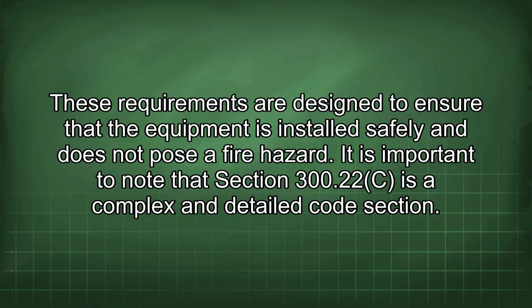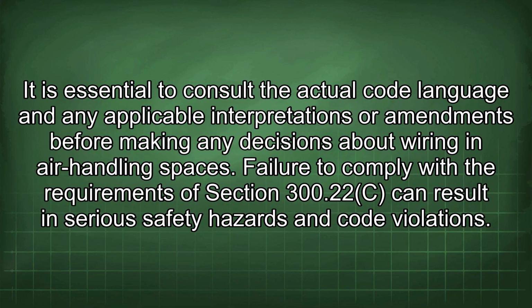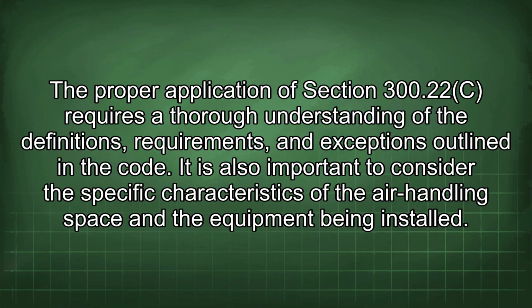It is important to note that Section 300.22c is a complex and detailed code section. It is essential to consult the actual code language and any applicable interpretations or amendments before making any decisions about wiring in air handling spaces. Failure to comply with the requirements of Section 300.22c can result in serious safety hazards and code violations. The proper application of Section 300.22c requires a thorough understanding of the definitions, requirements, and exceptions outlined in the code.